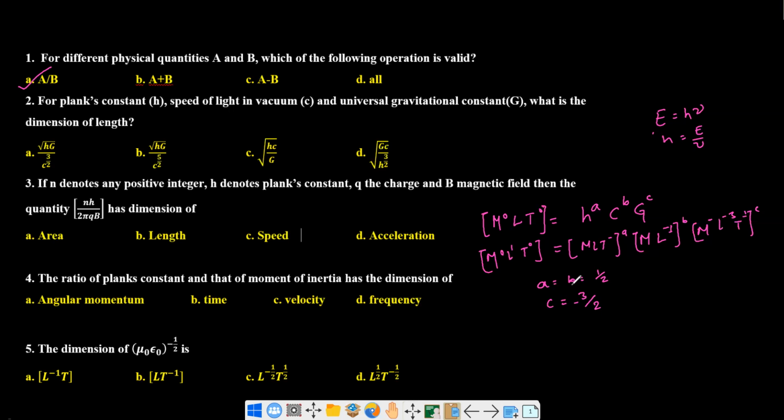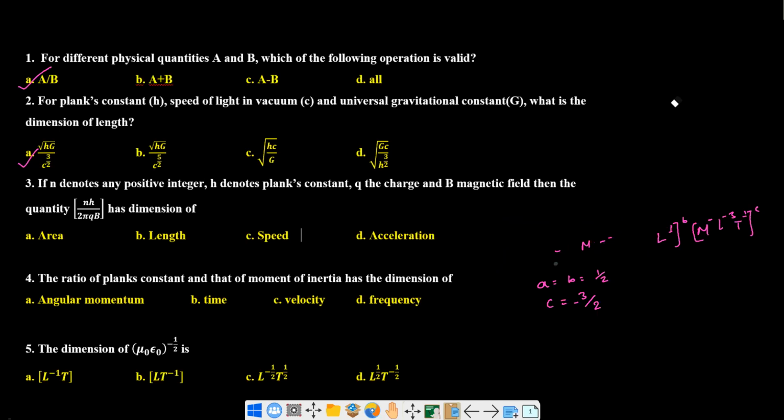If you substitute these values, then your correct answer is going to be root of hG by c power 3 by 2. This is how we can easily obtain the answer for question number 2. Let us move on to question number 3.